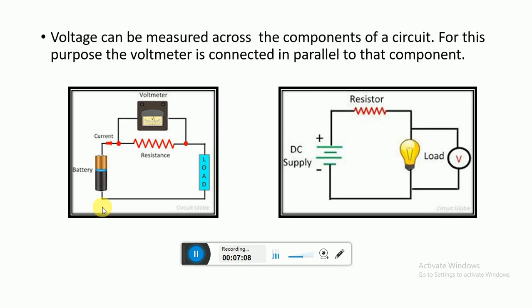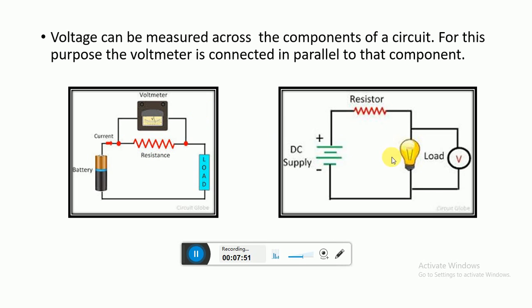So look at the circuit. We have a battery or a source. In the first figure, here we have a resistance. We will discuss resistance later on. And here we have a load, which may be a machine, or whatever that would be. So if we want to determine the voltage across the resistance, we will connect the voltmeter in parallel to that resistance. So the voltmeter is connected in parallel to that component. Here the component is resistance, so if we want to calculate the voltage across the resistance, we will connect the voltmeter in parallel.